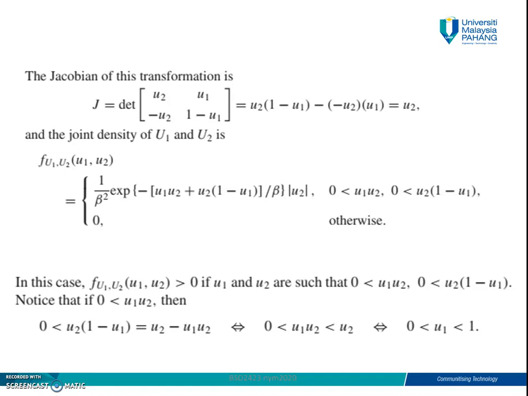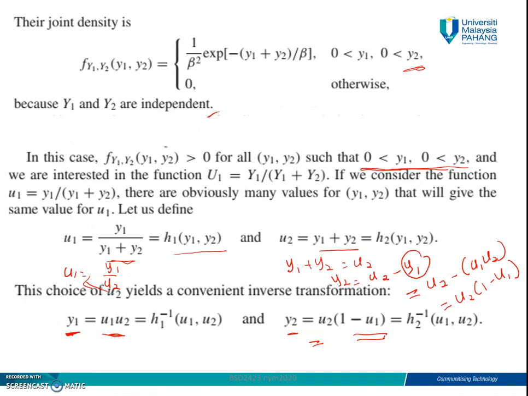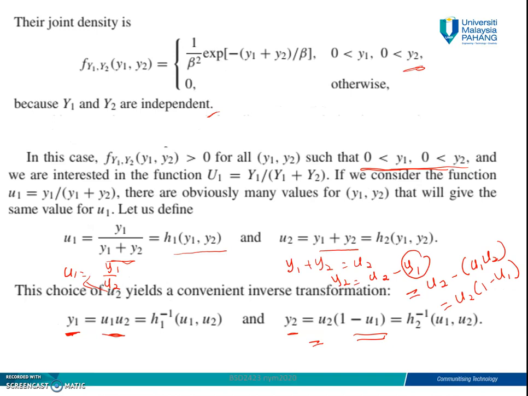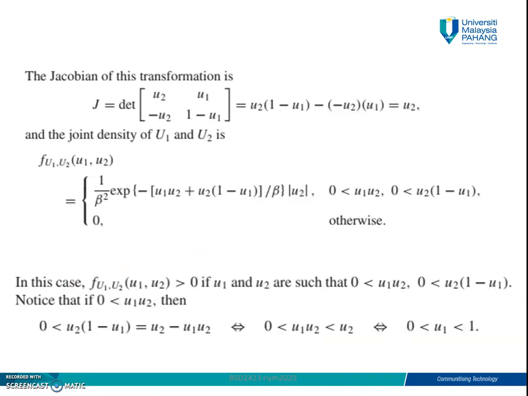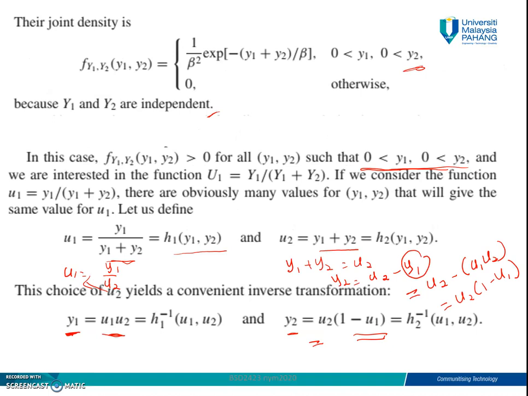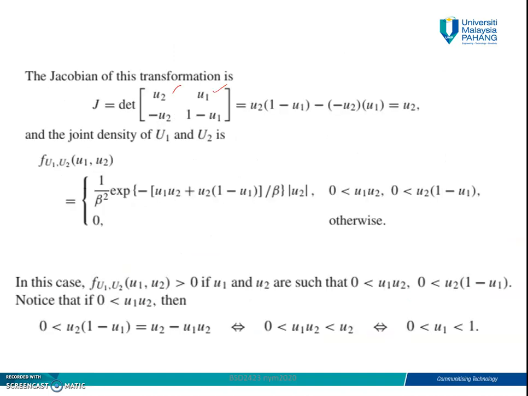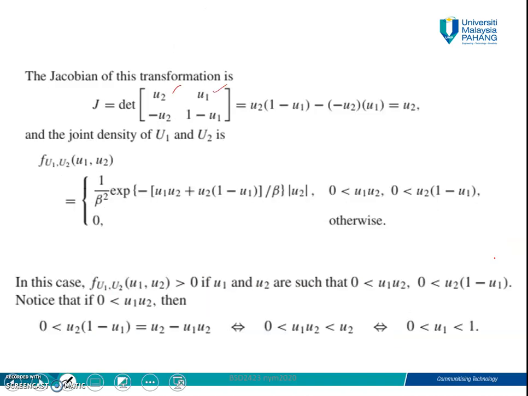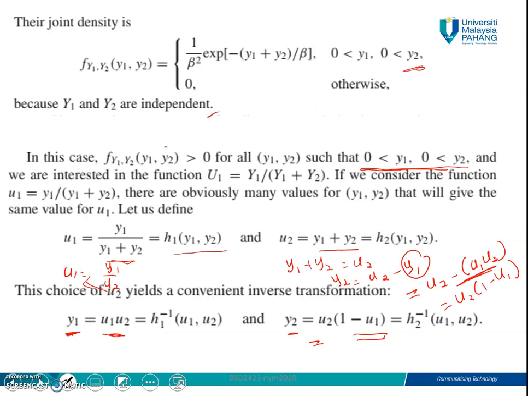You can see that the first function, you differentiate with respect to u1, you get u2. Then the first function, you differentiate with respect to u2, you get u1. You differentiate partially. Then for the second function, you differentiate with respect to u1, you get negative u2. And if you differentiate with respect to u2, you get 1 minus u1.